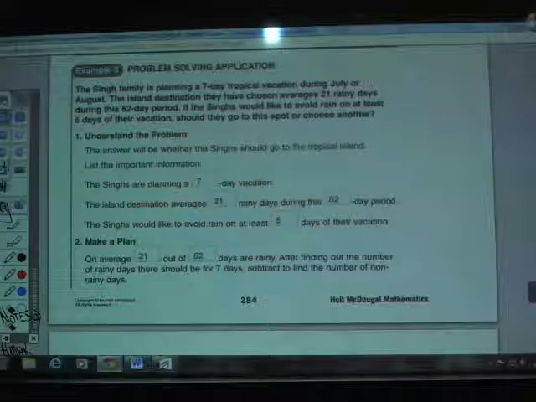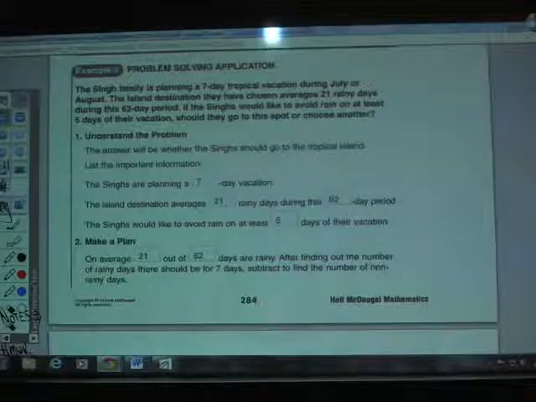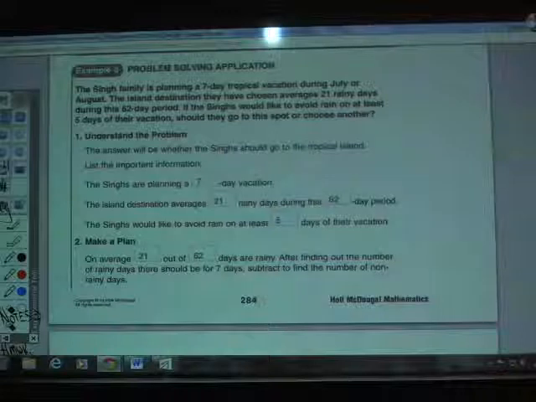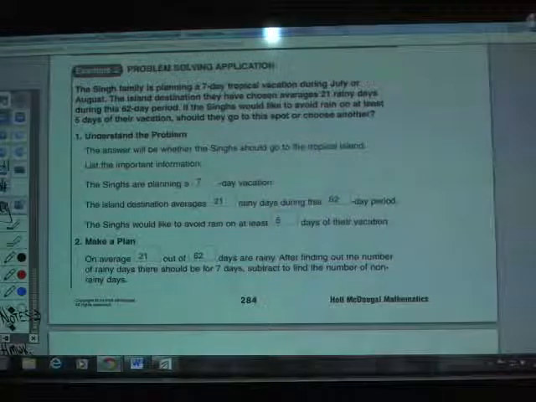All right, number 3. The Singh family is planning a 7-day tropical vacation during July or August. The island destination they have chosen averages 21 rainy days during this 62-day period. If the Singhs would like to avoid rain on at least 5 days of their vacation, should they go to this spot or choose another?